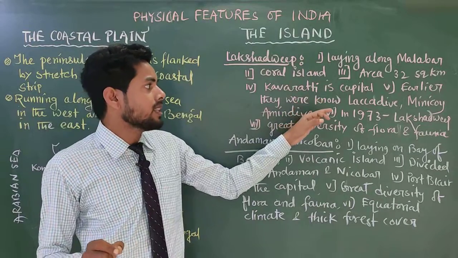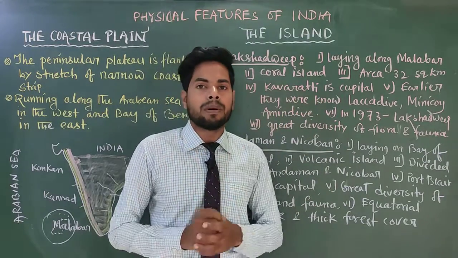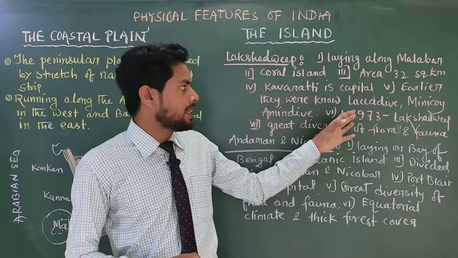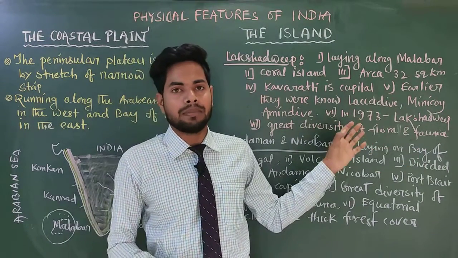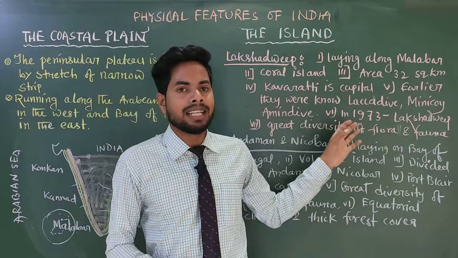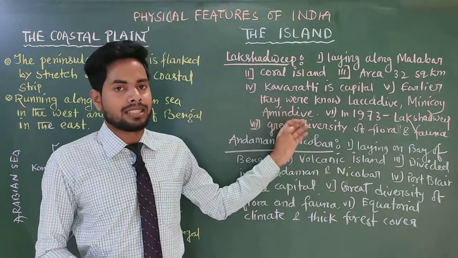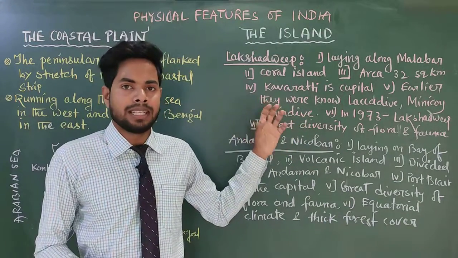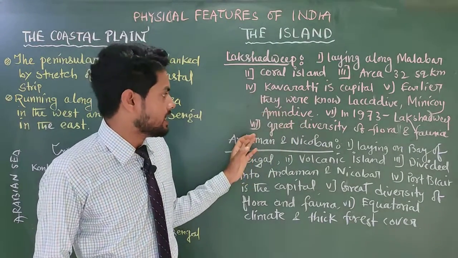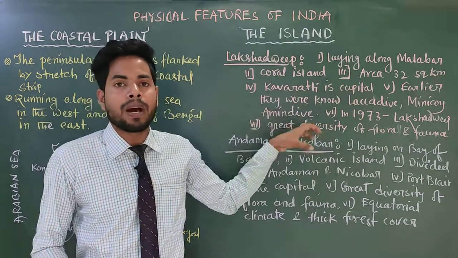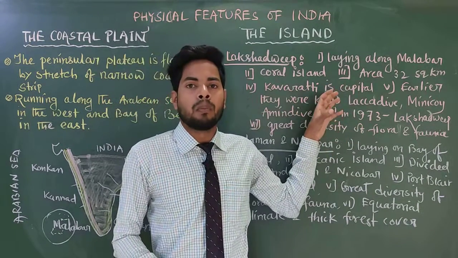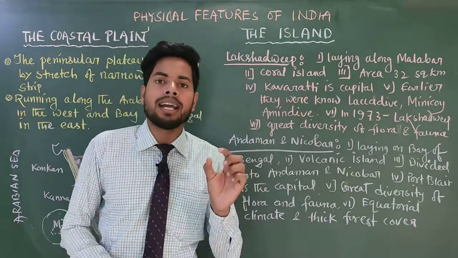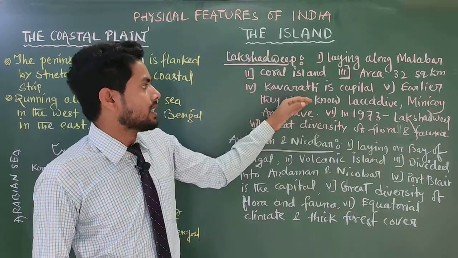There were three groups of islands. Before 1973, it was known as Laccadive, Minicoy and Amindivi. But in 1973, it was given the name Lakshadweep. We know it as Lakshadweep after 1973. We also find great varieties of flora and fauna in Lakshadweep.